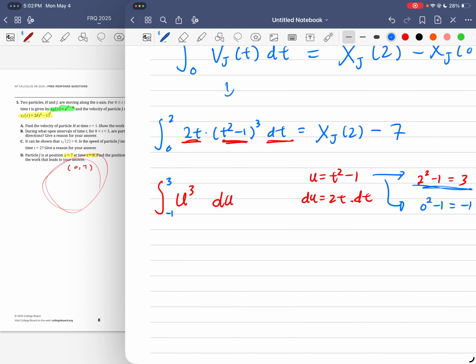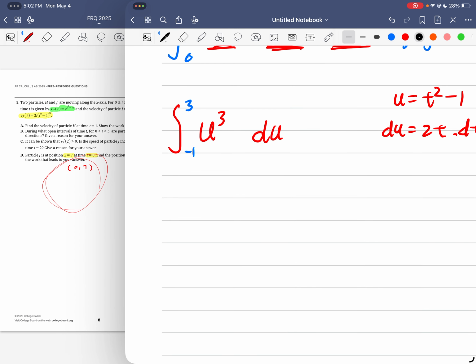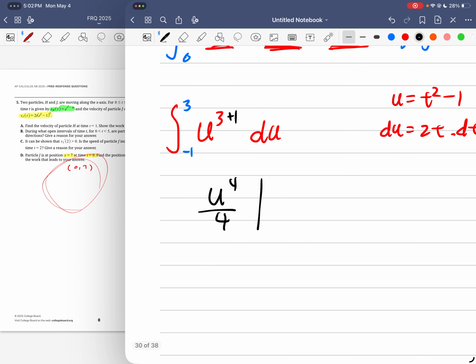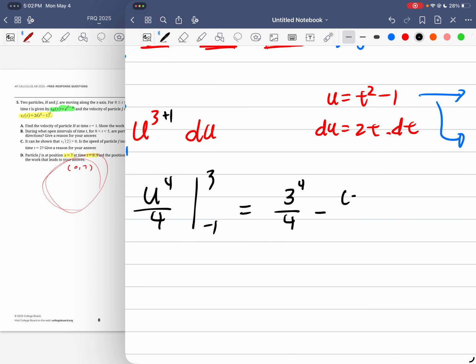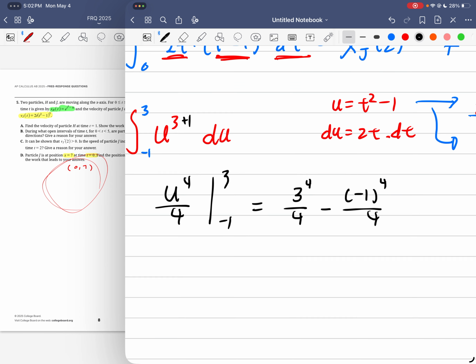Why am I doing this? Because of this. So let's take the antiderivative: u to the fourth power over 4. Now I don't have to unplug t here if I do it like this, from negative 1 to 3, which is the same thing as 3 to the 4th power over 4 minus negative 1 to the 4th power over 4.